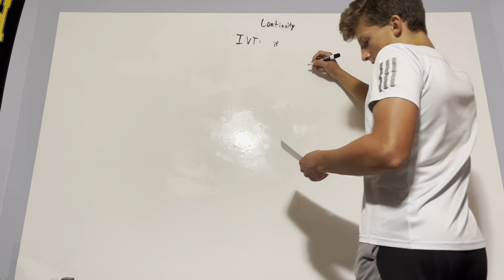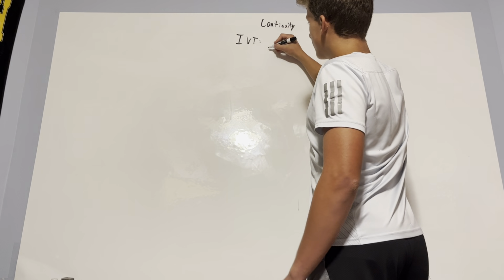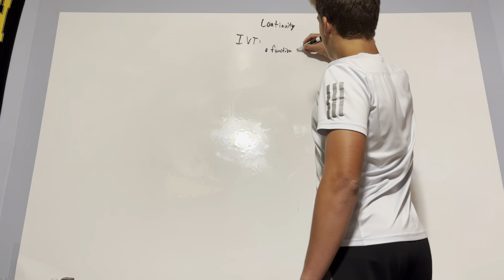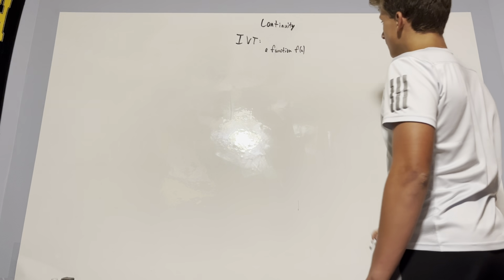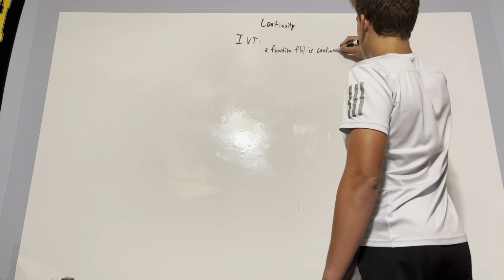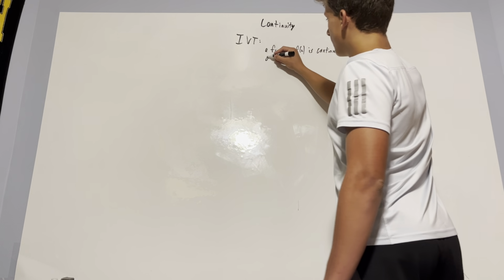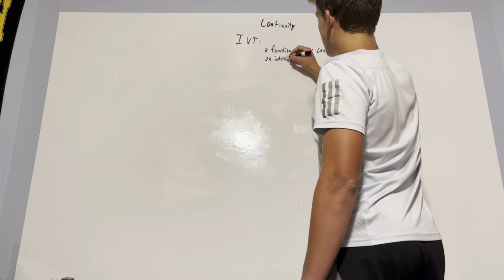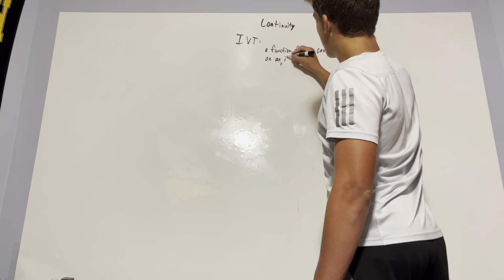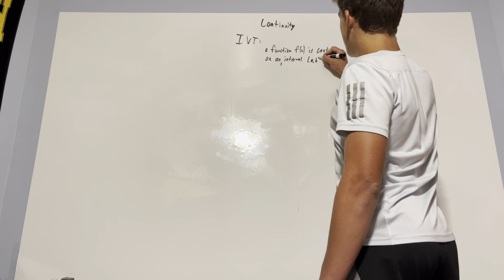So we have a function f of x is continuous on an interval from a to b, including both.